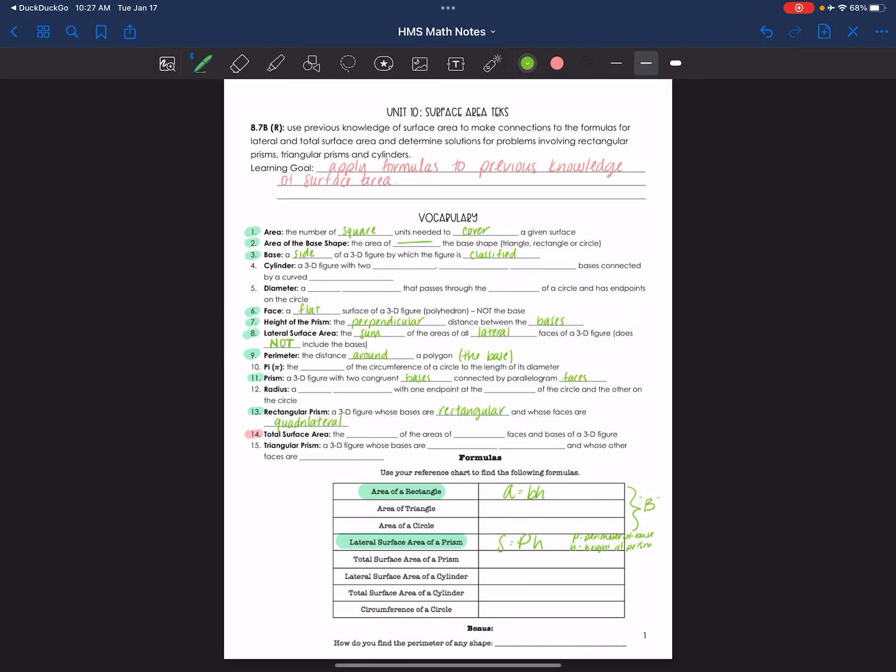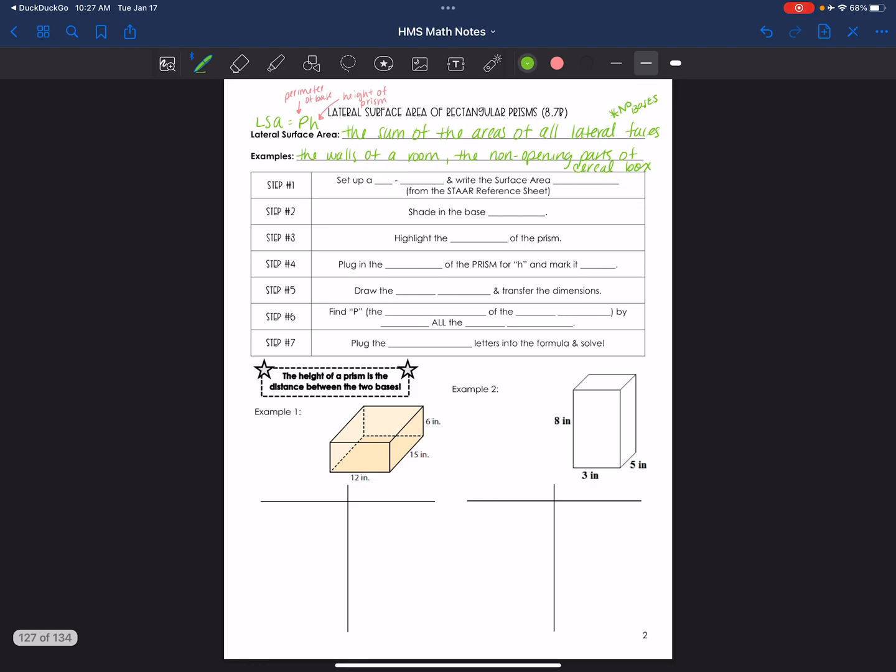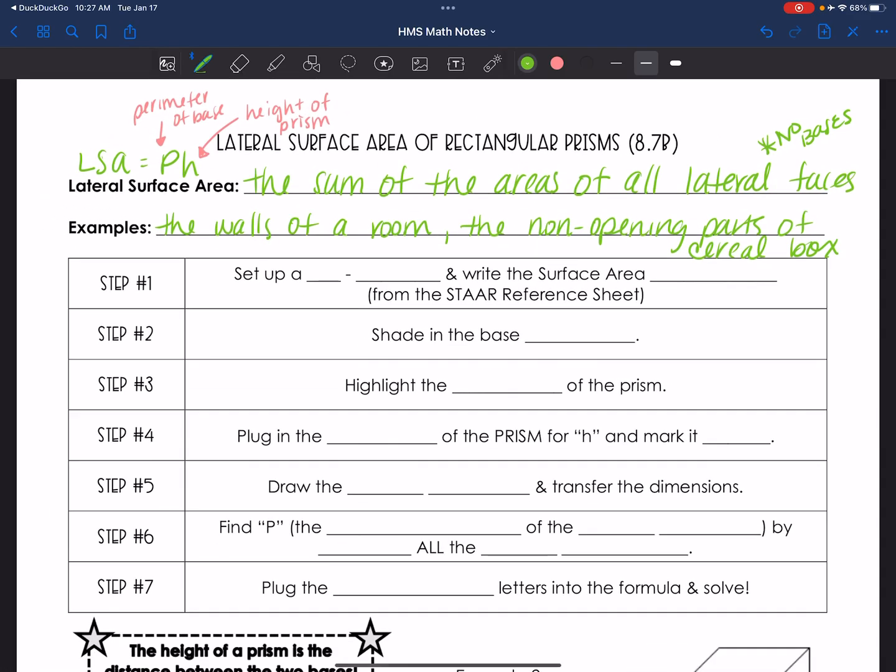All right, let's get into today's notes. So we are going to rewrite the formula. We write it as LSA, lateral surface area, equals capital P, perimeter of the base, lowercase h, which is the height of the prism. The lateral surface area is the sum of the areas of all lateral faces, meaning no bases. Which again, if all of this just seems absolutely wackadoodle to you, just wait till we get to the examples, write it down, try to process it. Then when we get to the examples, it should make sense.